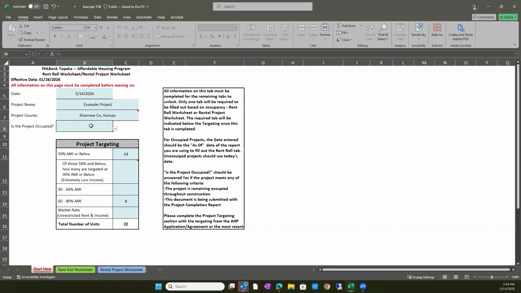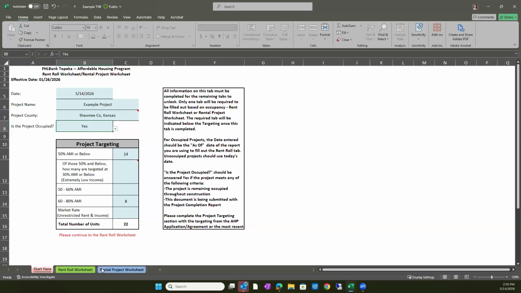And then it is going to ask you if your project is occupied. This is the key question that's going to determine which tab of the workbook you are going to fill out. If your project is occupied, and I click yes here, you'll see red text show up at the bottom telling me that I need to fill out the rent roll worksheet. If your project is not occupied, you'll see red text at the bottom telling you to continue to the rental project worksheet. So that is what's going to tell us today which tab we need to go to.